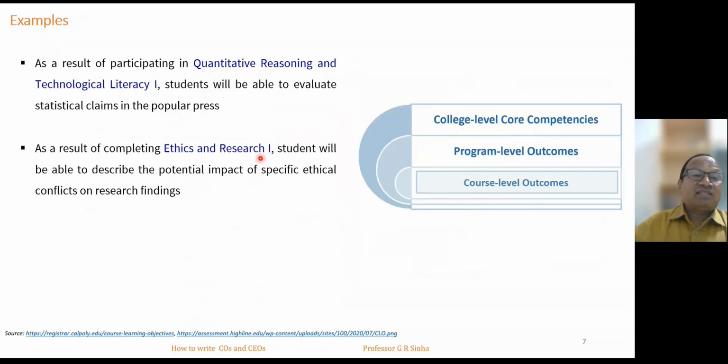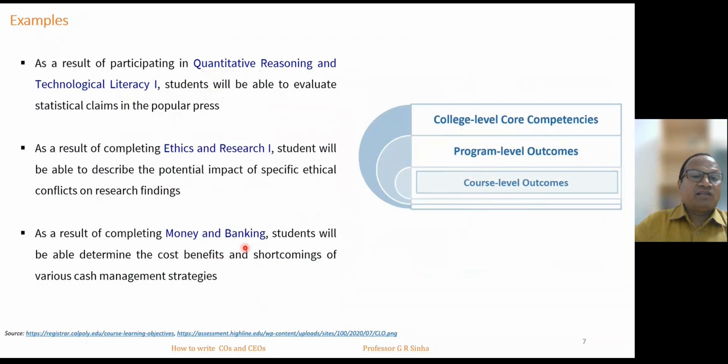As a result of completing ethics and research, there is another course. We are not talking about a program, whether it's mass communication, Bachelor of Arts, or Bachelor of Engineering in Computer Science. We are talking about a course. As a result of completing ethics and research one, the student will be able to describe the potential impact of scientific ethical conflicts on research findings. So this is one of the expected outcomes we are writing, that when the student does this course, the student will be able to describe the ethical conflicts, and also the impact of ethical conflicts on research findings.